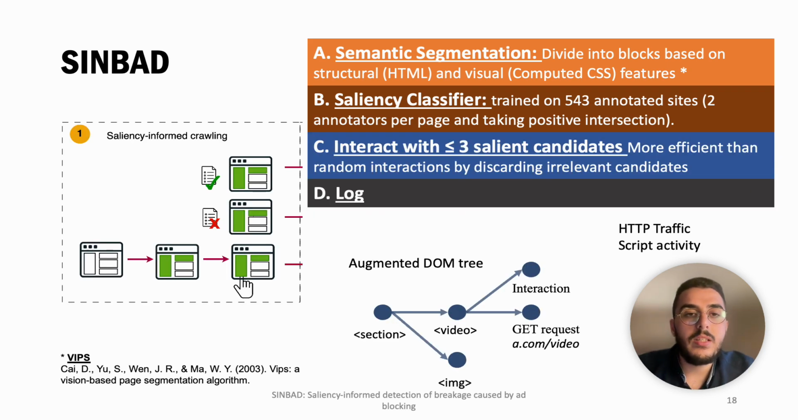After classifying the saliency of the blocks, we interact with the salient candidates, and then we log the corresponding output, including the requests that occur, the script activity, and we also encode the web page itself into its DOM representation that encapsulates the structure between elements, and we then augment it with the interactions that happen, the requests, and the errors, for example.